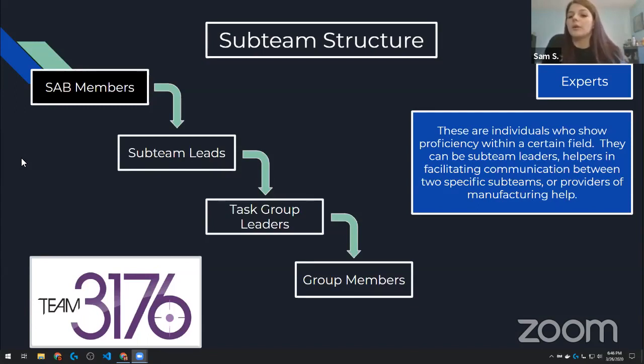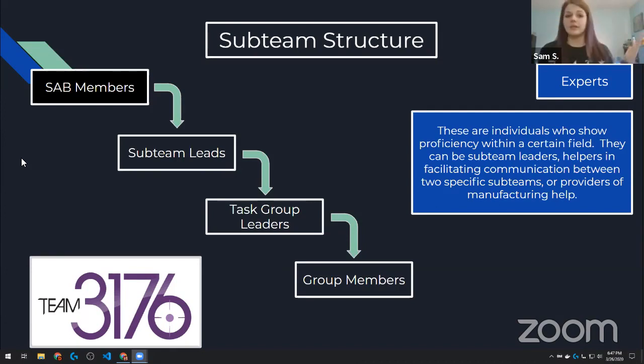Another big part of this structure is a person that's not explicitly mentioned in the structure, but is very important to what we do. There are experts. As you can see from the slide, they're individuals that, when we applied for leadership in the past year, showed proficiency in a certain field. These people provide a lot of roles within the team. Some of them are subteam leaders. For example, our electrical lead, he's not an SAB, but he is an expert.